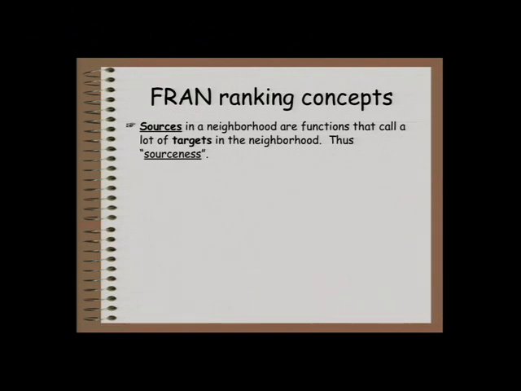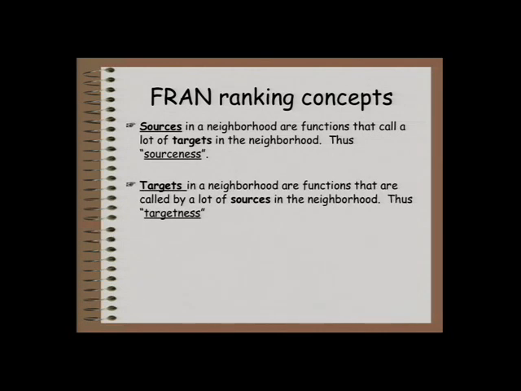So how does ranking work? Fran uses two concepts called sourceness and targetness. Sources are functions in the neighborhood that call a lot of functions in the neighborhood. What we're trying to do is find functions in the neighborhood that are most specific and most like the function we're looking at. There are functions that are in the neighborhood and functions that are not in the neighborhood. We take the functions and see which are called by a lot of functions in the neighborhood. These functions are source-like. Likewise, there's a notion of targetness, which are functions in the neighborhood that are called by a lot of other functions in the neighborhood. So there's a notion of sourceness and targetness, with a mutually recursive definition.